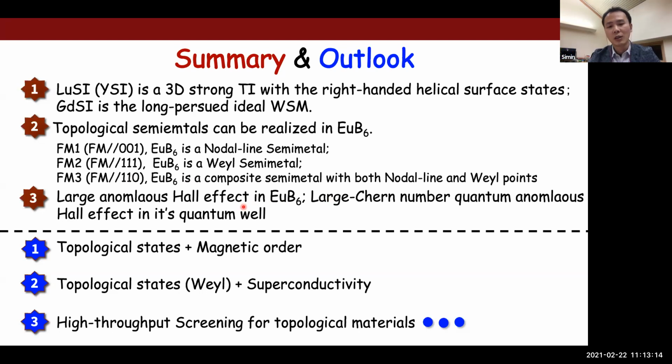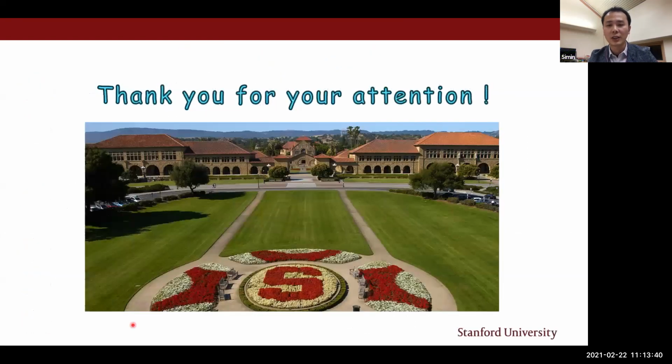For example, could we find an intrinsic superconductor with Weyl points in the normal phase? Then we may be able to realize the 3-dimensional time reversal topological superconductor. At last, it is urgent and desirable to design new algorithms to perform high throughput screening for topological materials. Okay, that's all. Thank you for your attention.